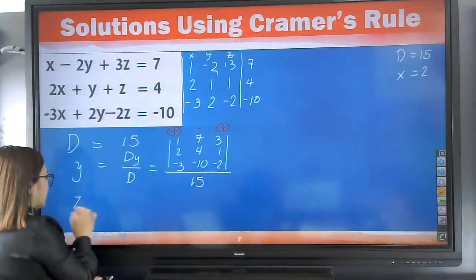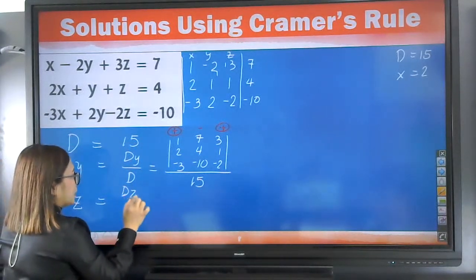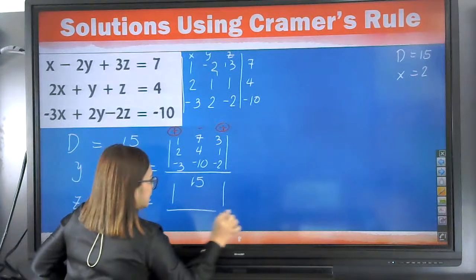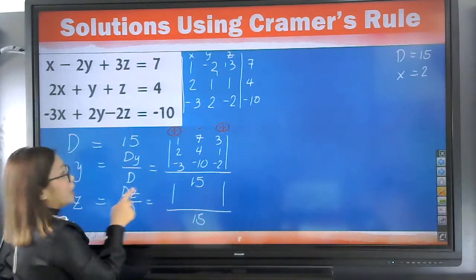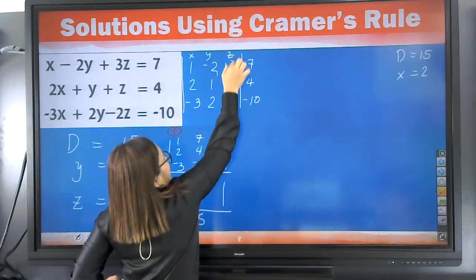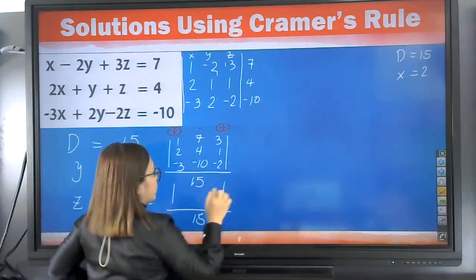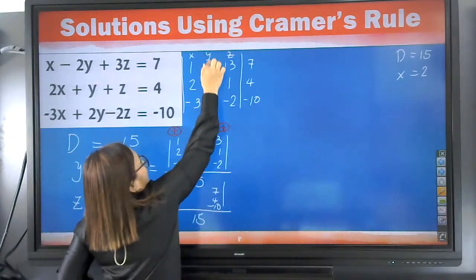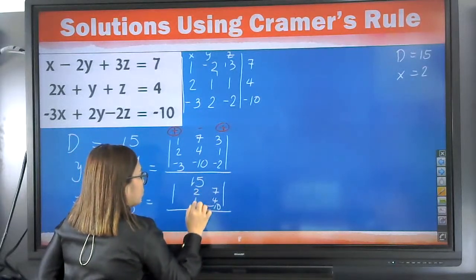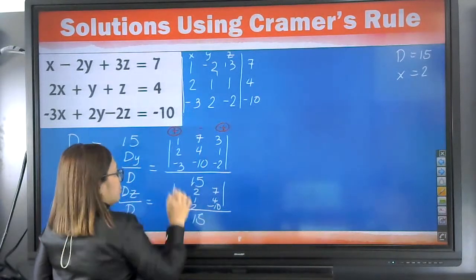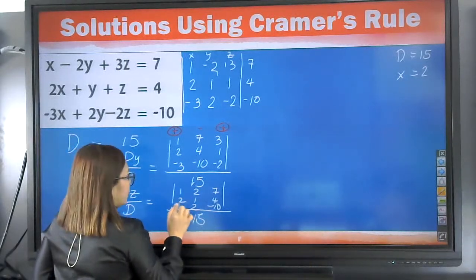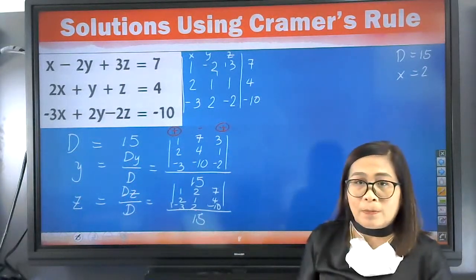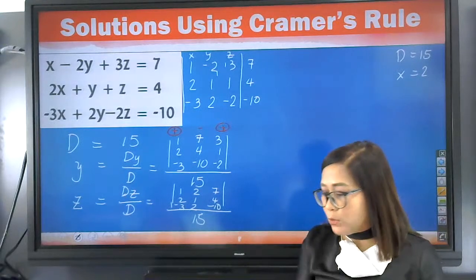How about for z? How to find z? Dz over D. How do you get the values? The matrix over 15. So for Dz, instead of the z column, copy 7, 4, negative 10. And then for y, you copy everything: 2, 1, 2. And for x, you copy 1, 2, and negative 3. And do the same as what we did a while ago.